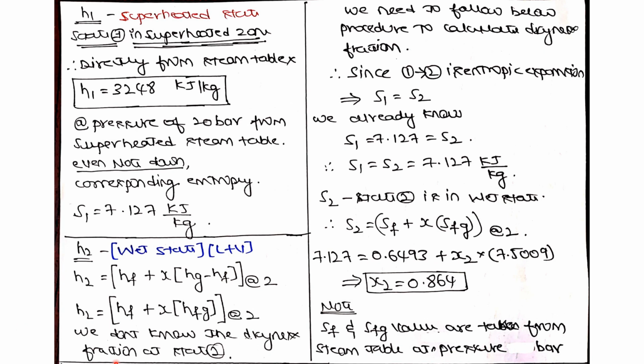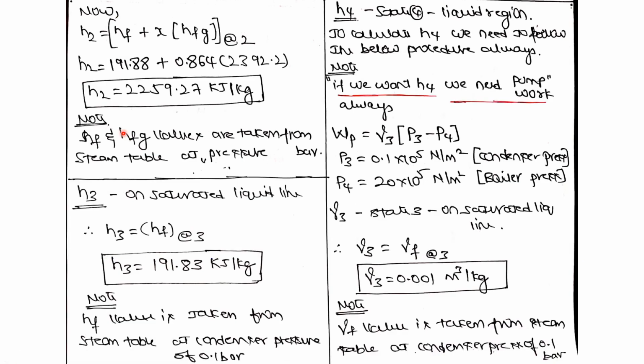Now, H2 is equal to Hf plus X into Hfg at state 2. So Hf at condenser pressure you have noted down initially, just substitute it. Hfg at condenser pressure of 0.1 bar you have noted down initially, just substitute it. X2, which is the dryness fraction at state 2, you have just calculated, just write it down. Calculate this, and you will get the value of H2 easily. Again, the same note, Hf and Hfg values are taken from the steam tables at the pressure of state 2, which is 0.1 bar, the condenser pressure. So H2 and H1 have been calculated.